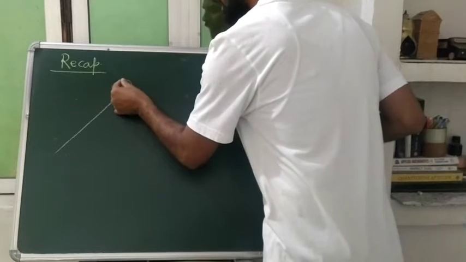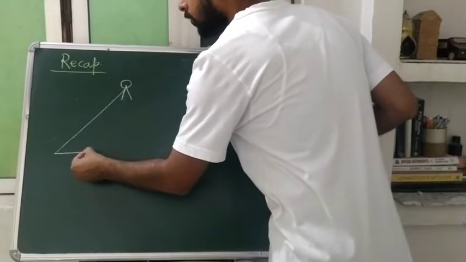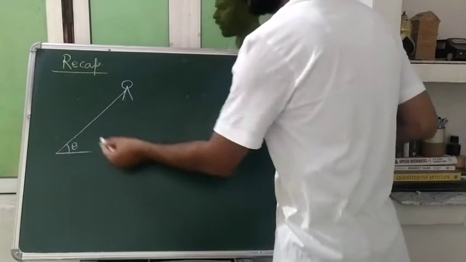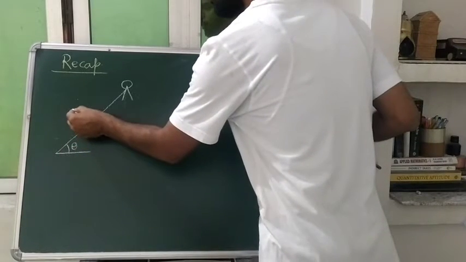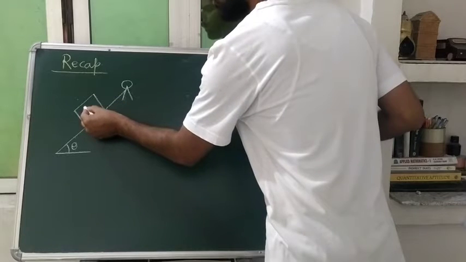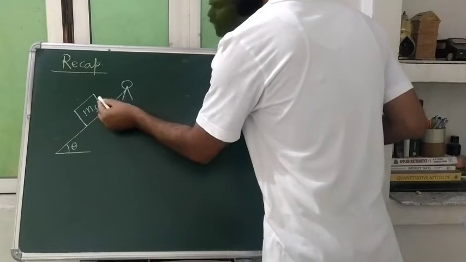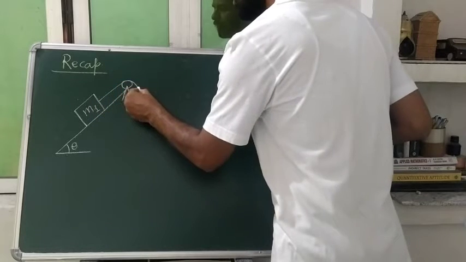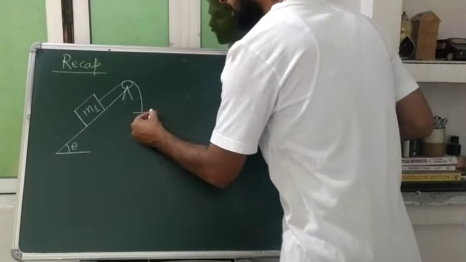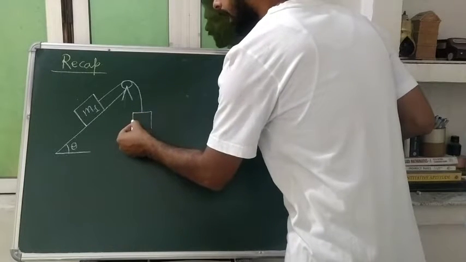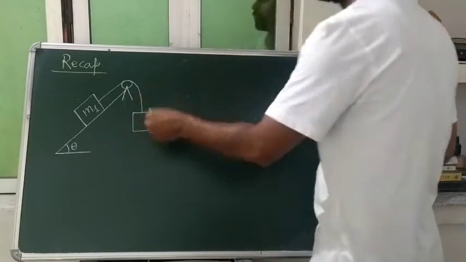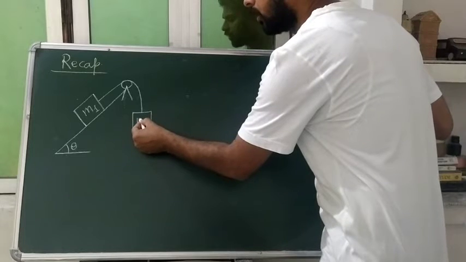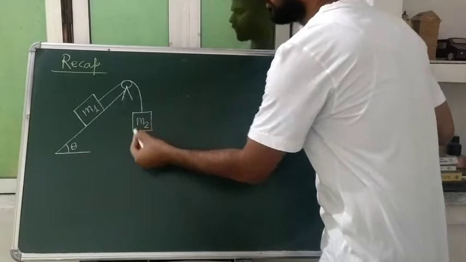Here is an inclined plane, which is making an angle of theta with the horizontal, and here is one block of mass m1. We are considering a string which is massless and inextensible, and one end of the string is connected to block 1 of mass m1, and the other end is connected with block 2 which has the mass m2.